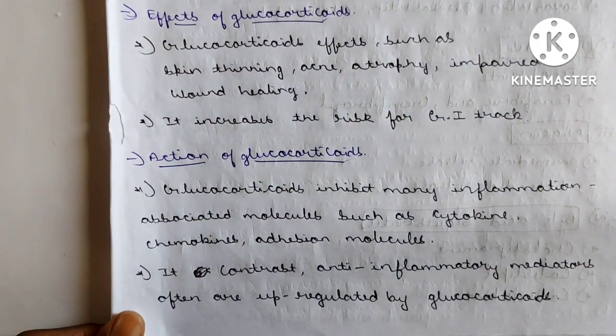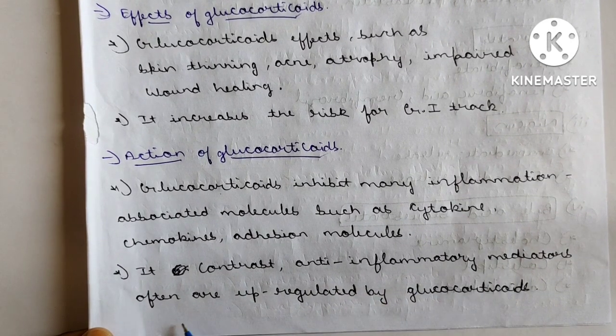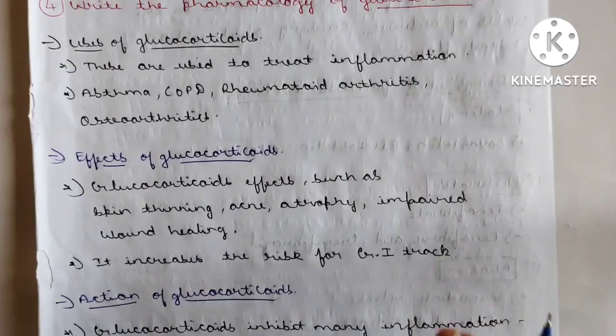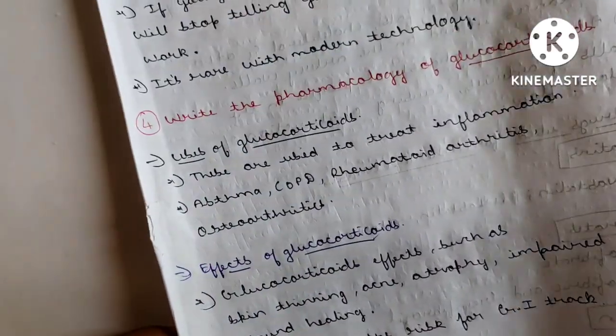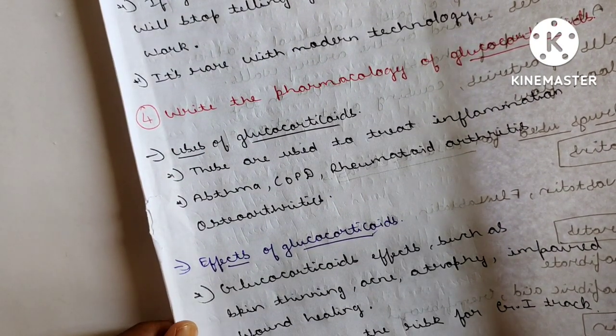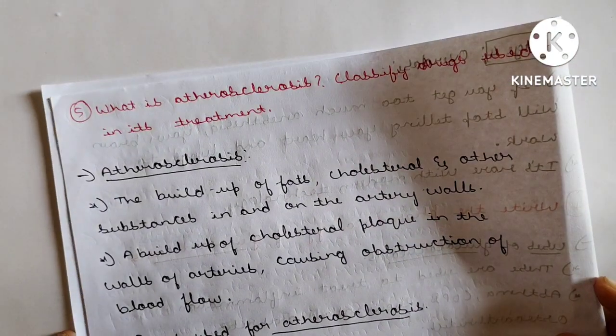They will inhibit these molecules, and anti-inflammatory mediators often are upregulated by glucocorticoids. What will they do? They inhibit the inflammatory cells. If the inhibition of the inflammatory cells increases, what happens? Your inflammation gets reduced.